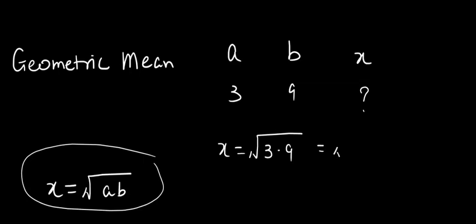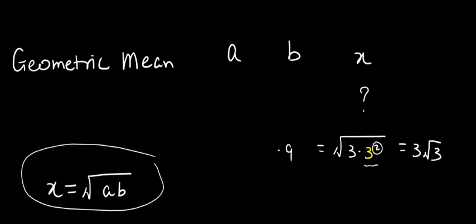Because 9 is 3 squared. This is a square root. If you get a square here, it means this 3 can come out. Then we have 3 times the square root of 3. That's it. All right. One more practice.